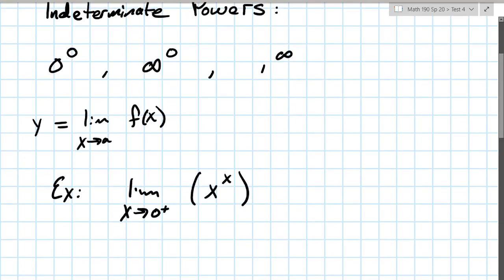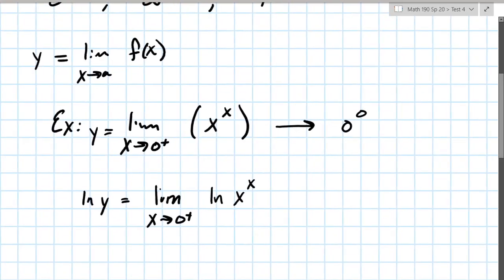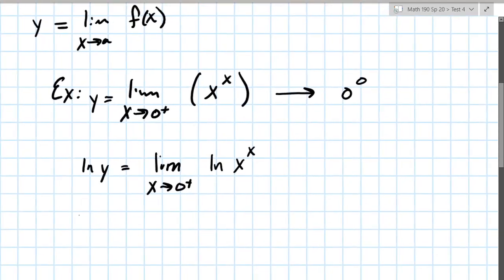This is pretty straightforward. Clearly 0 to the 0 indeterminate form. So we call this limit y and use the natural log of both sides. If you recall from the section on properties, we can bring the natural log inside here. And now we have properties of natural logs, which allows me to bring the power down to make it a product.